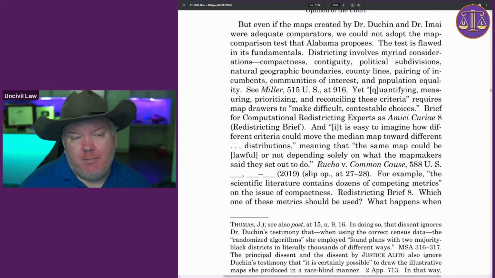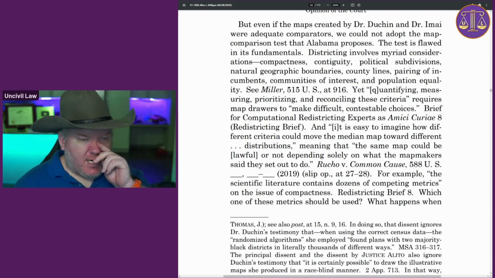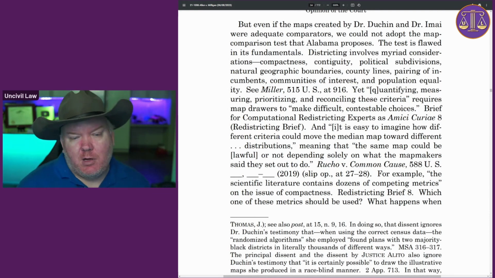But even if the maps created by the experts were adequate comparators, we could not adopt the map comparison test that Alabama proposes. The test is flawed in the fundamentals. Districting involves myriad considerations: compactness, contiguity, political subdivisions, natural geographic boundaries, county lines, pairing of incumbents, communities of interest, and population equality. Yet quantifying, measuring, prioritizing, and reconciling these criteria requires map drawers to make difficult, contestable choices.